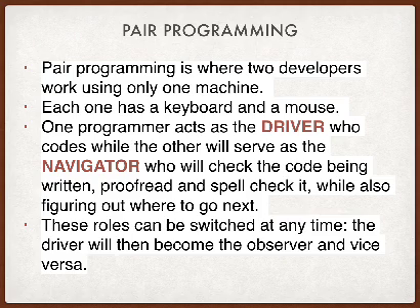Now, in pair programming, we have two developers working on only one machine. Each one has a keyboard and a mouse, but there's only one monitor. One programmer acts as the driver, he is the one who codes, while the other serves as the navigator who will check the code being written, proofread, spell check, and also figure out what to do next. These roles can be switched at any time. The driver will then become the observer or the navigator, and vice versa. So, this principle is called pair programming.